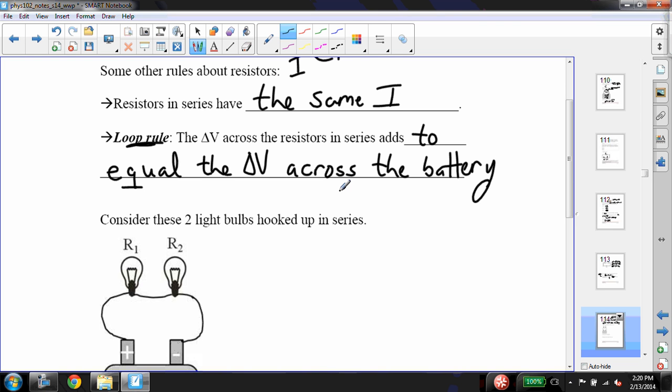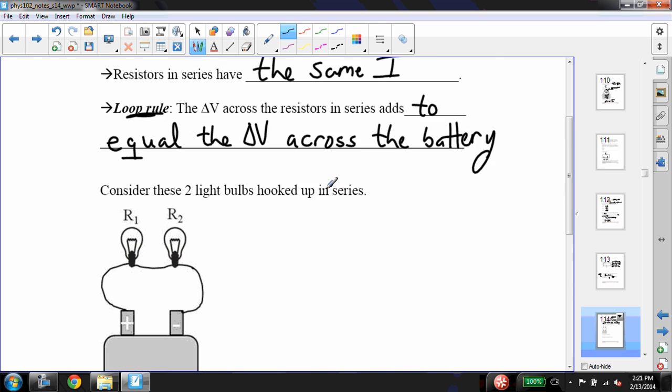Now, this is just like we had with capacitors. When we had two capacitors in series, we said that the sums of the potentials across those capacitors had to equal the potential across the battery when the capacitors were in series. So this is same as it was for capacitors. Okay, so let's consider these two light bulbs. They're hooked up in series.